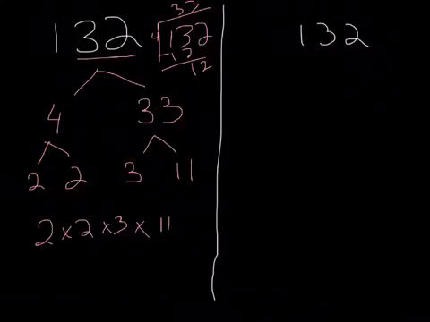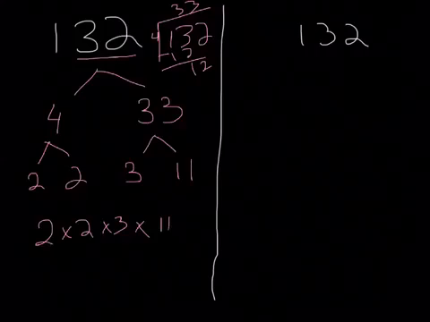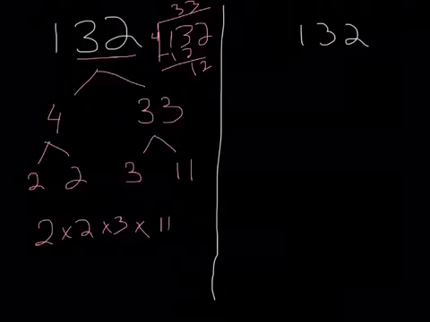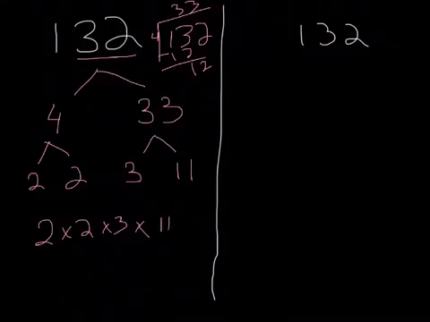And I can check that. 2 times 2 is 4. 4 times 3 is 12. And 12 times 11 is 132. Okay, so I've got the right answer. And 2 times 2 times 3 times 11, those are all prime numbers. So I have broken down 132 to its prime factors.